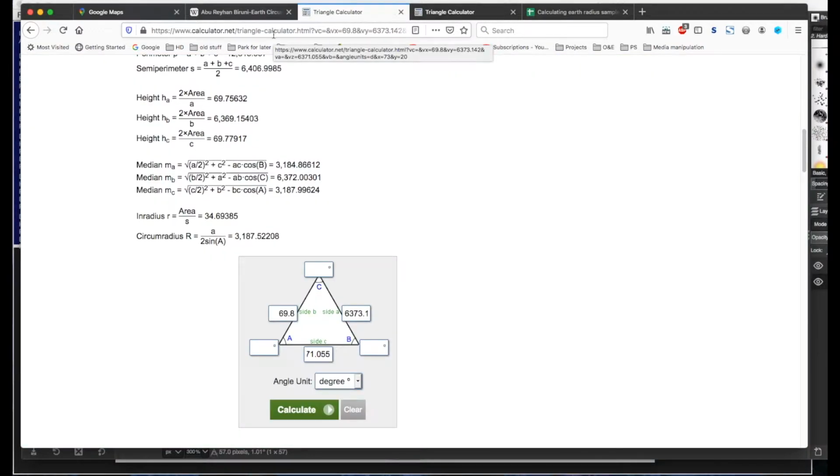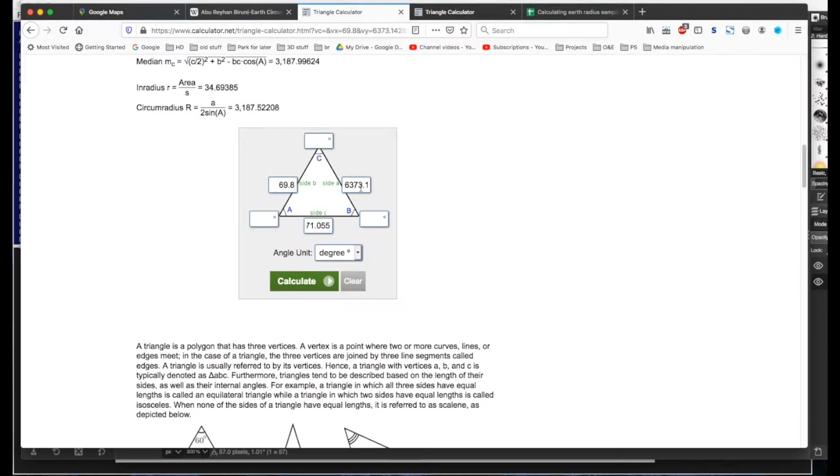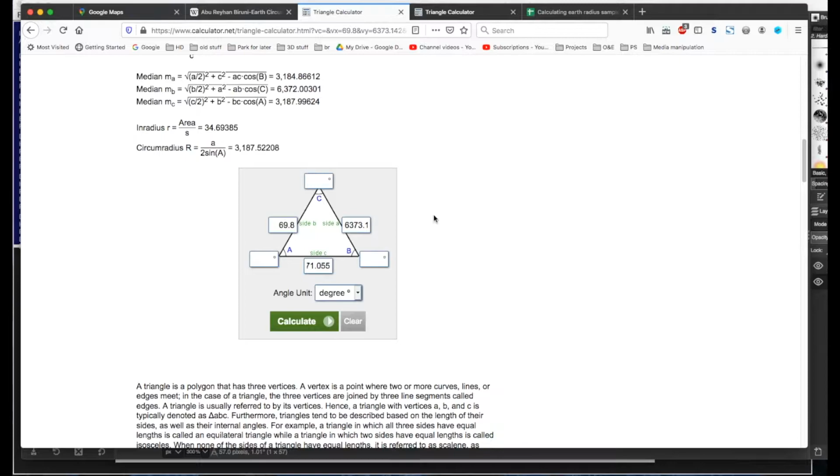I found this website, www.calculator.net. If you provide 3 values, it will calculate the other 3 values. So I decided I was going to approach the problem knowing that the Earth was round and that the Earth's radius was already known. So I used Google Earth to get the terrain profile of a direction.